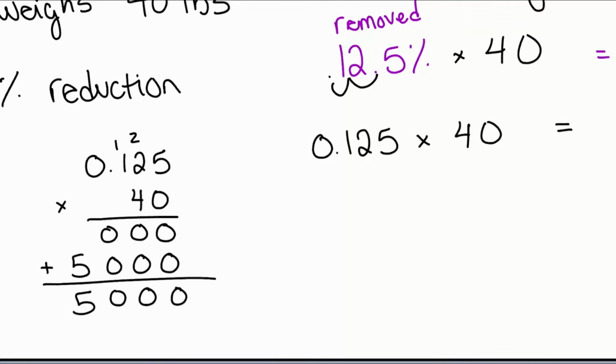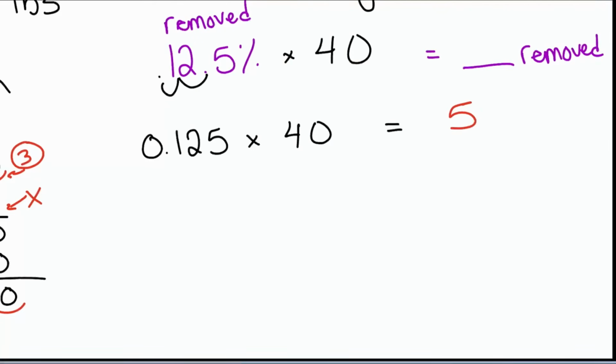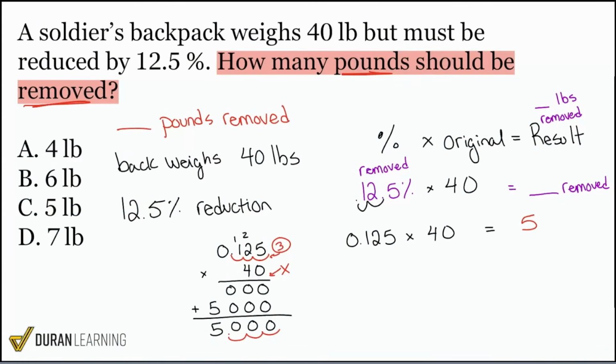When it comes to multiplying by decimals, we have to be patient, and we have to understand that we are bringing back as many decimals as we ignored. In this case, we have 1, 2, 3 here. We have none over here, so cross that out. So we have 3, and we count 1, 2, 3. The answer is not 5,000 or 500 or even 50. The answer is 5. And so the correct answer choice is C: 5 pounds. The soldier needs to remove 5 pounds from his backpack.